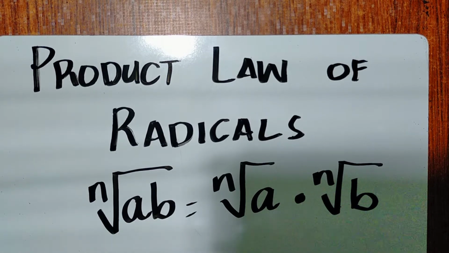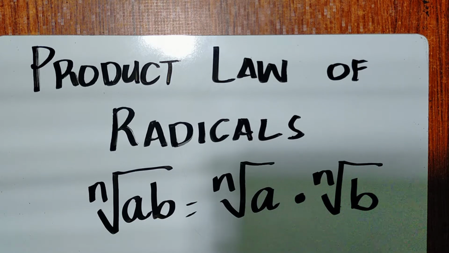Okay, for quarter 2 week 5, the lesson is all about the product law of radicals. So if a and b represent non-negative real numbers and n is a positive integer, then the nth root of ab is equal to the nth root of a times the nth root of b. Thus, the nth root of the product of two non-negative numbers is equal to the product of their nth roots.